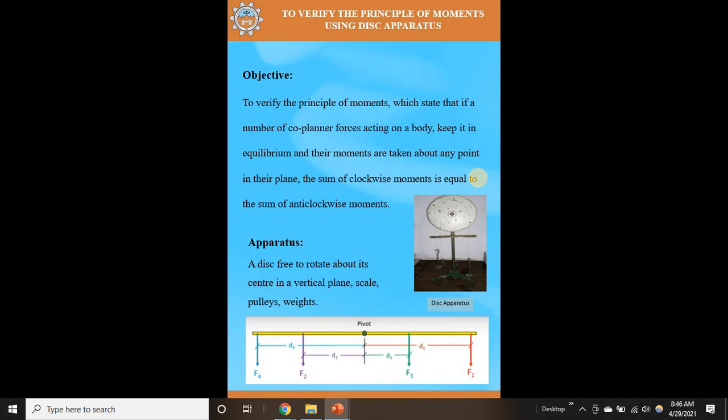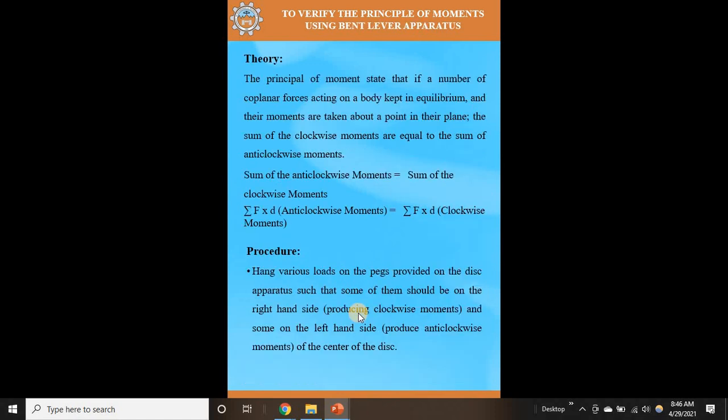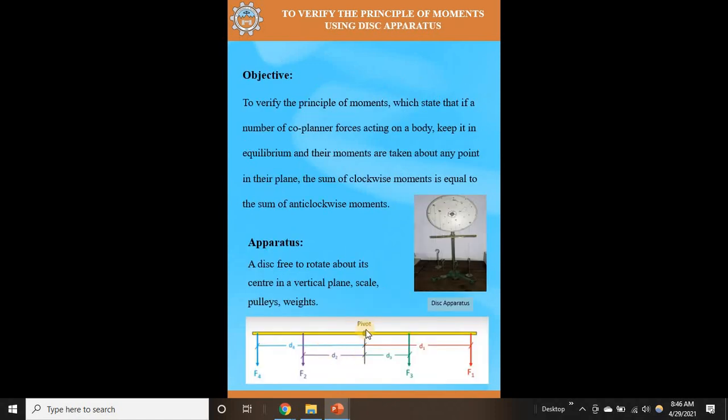It is simple. It means that if we have certain forces and those forces are coplanar, coplanar forces mean that the forces are acting on the same plane. From the figure you can see the disk apparatus, and you can also see a free body diagram here. This is a scale, and this is a fulcrum or pivot point.